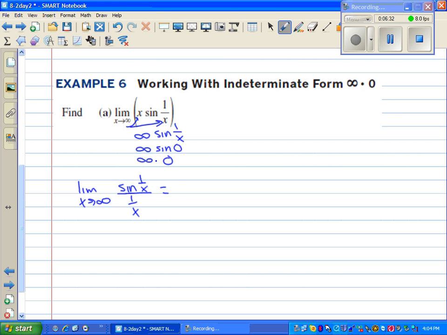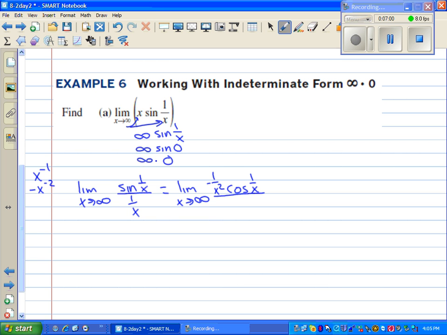Now using L'Hopital's rule, we have the limit as x approaches infinity. The derivative of sine is cosine, so we have cosine of 1 over x, and the derivative of 1 over x, remember you have to do chain rule, is negative 1 over x squared. To find that out, you can just write 1 over x as x to the negative 1. Take the derivative, you get negative x to the negative 2, and there you have negative 1 over x squared.